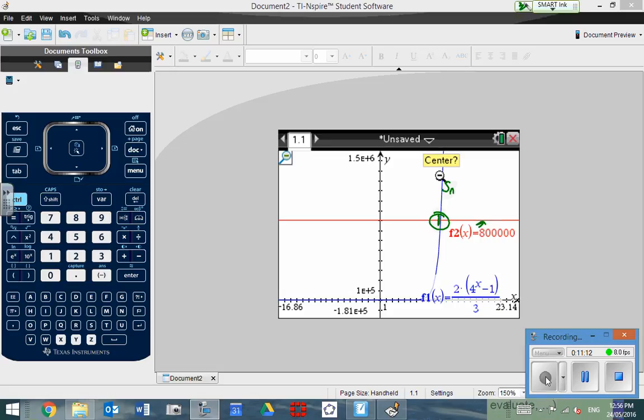Okay, so visually, graphically, you can support your answer algebraically. Depending on whether you're allowed to use your calculator or not, always be thinking about how that calculator can help you.